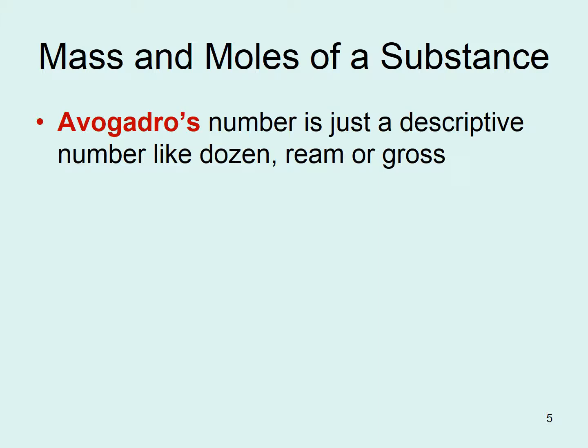We know there's 12 eggs in a dozen. So if someone says to you, I'll take a dozen of those, you know what they mean. You might not know that a ream is 500 sheets of paper. A gross is 144 items, 12 times 12, but those are also definitions of a particular amount. So a mole is just 6.022 times 10 to the 23rd of whatever.